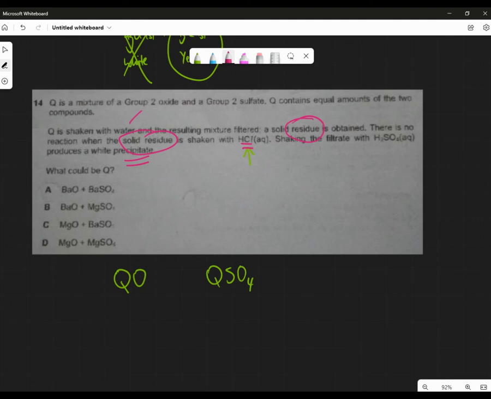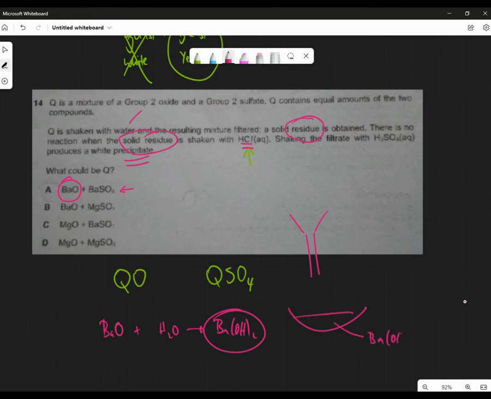Let's go through them one by one. Let's say if it's A. Okay, so we filter the mixture. Now, barium oxide will react with water to give me barium hydroxide. Now, you should all know barium hydroxide is soluble. They increase solubility going down the group. So this is a question really about solubility. So this will go through. It will give me barium hydroxide here.